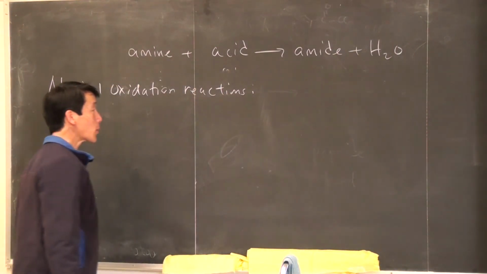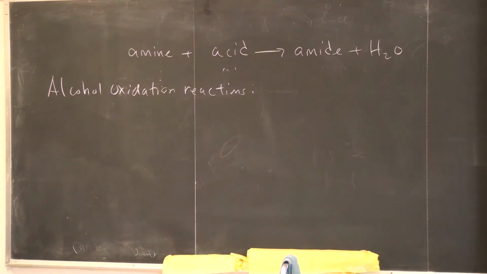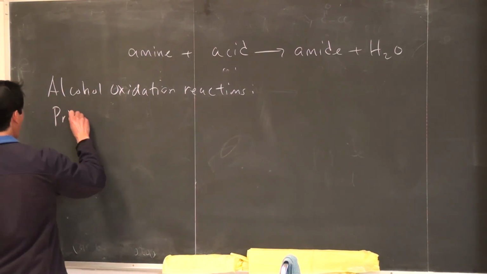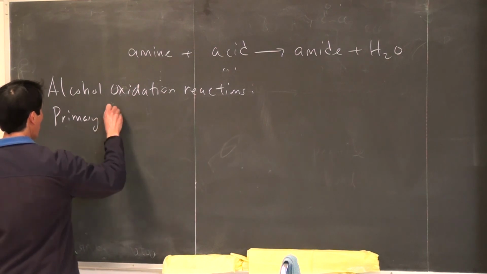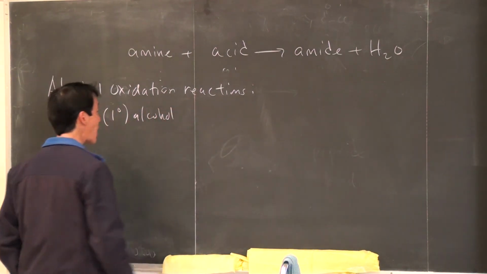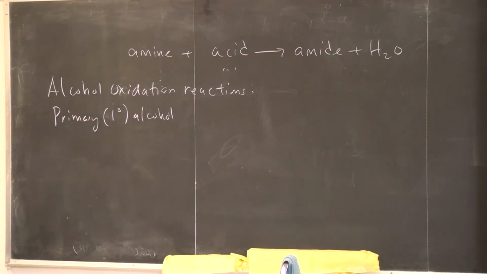Now, before we talk about these reactions, we're going to define alcohol types. So, for example, there's a primary alcohol. And a primary alcohol has one carbon bonded to the carbon bonded to the alcohol functional group.